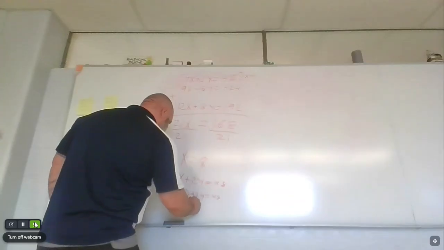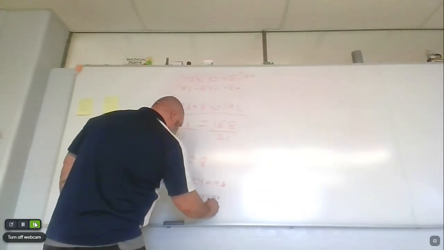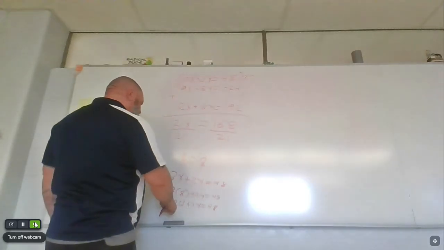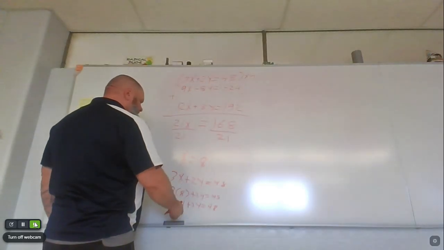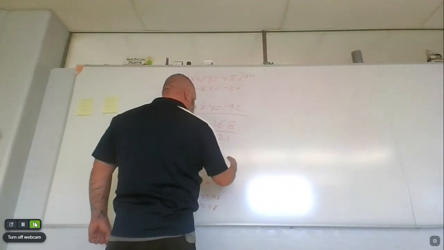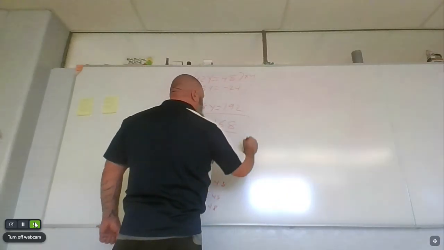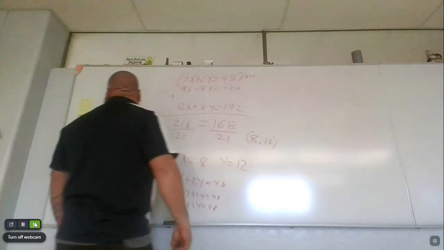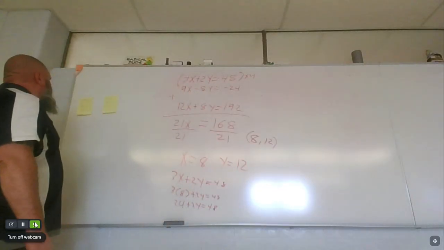24 plus 2y equals 48. Can you guys still see that? Okay. Subtract 24, divide by 2, y equals 12. So we get the ordered pair (8, 12) as a solution.